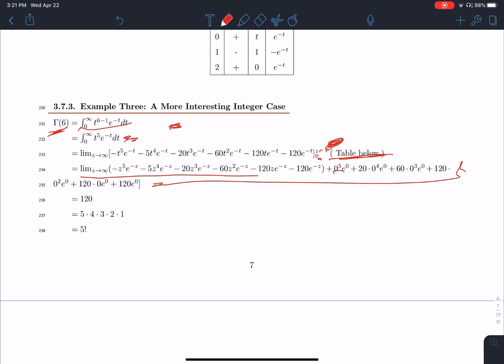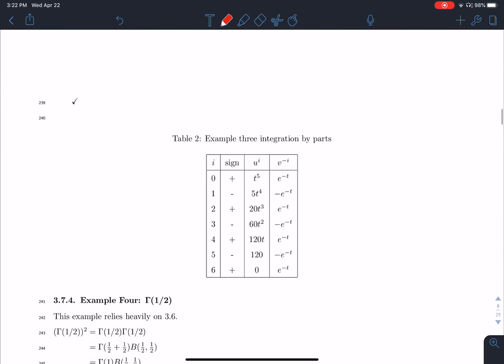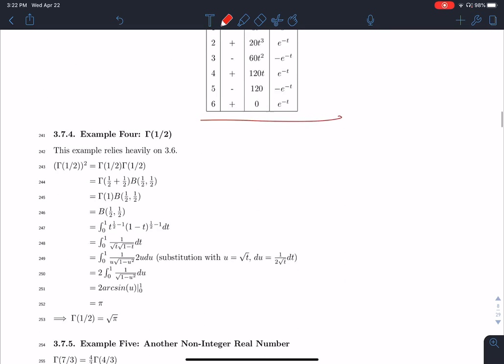Notice this all is limits as z goes to infinity of negative z to some power times e to the negative z, which we showed above is 0. So these all go away. And we have a lot of things multiplied by 0 on the right-hand side. Actually, the only thing that's not multiplied by 0 is this term. So we get 120, which is 5 factorial. Good. Here's that table I promised.